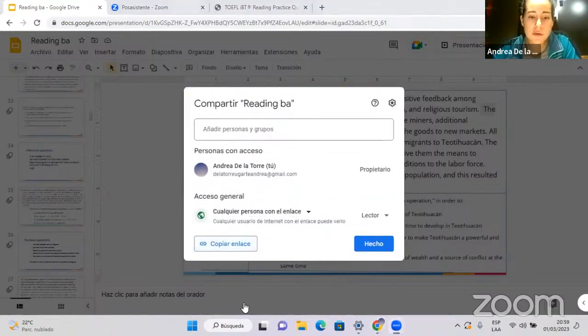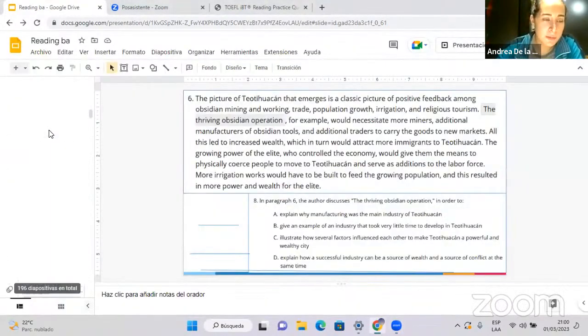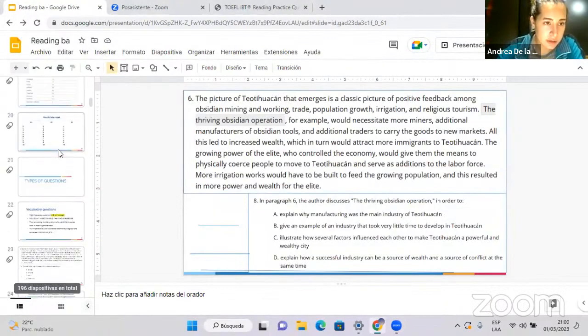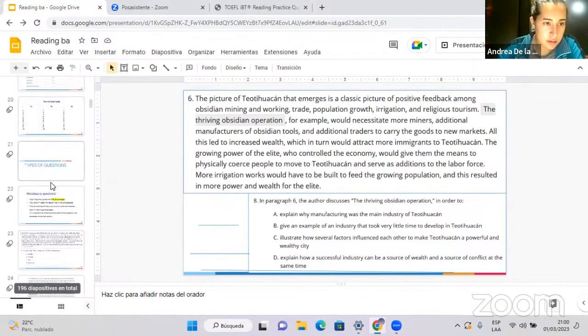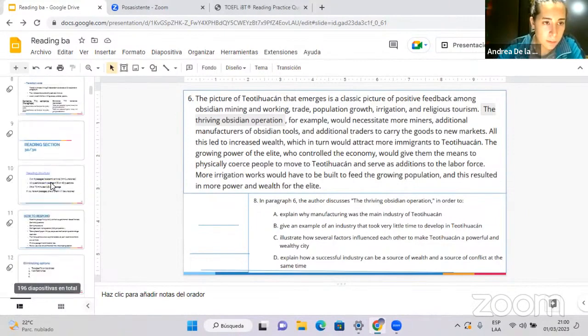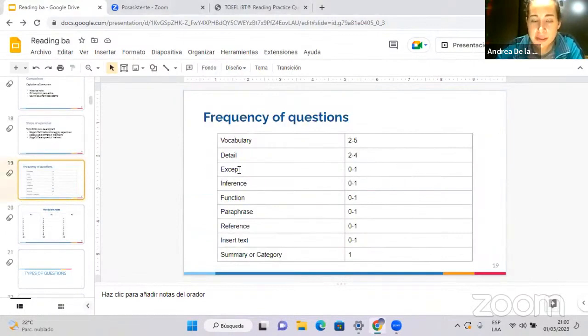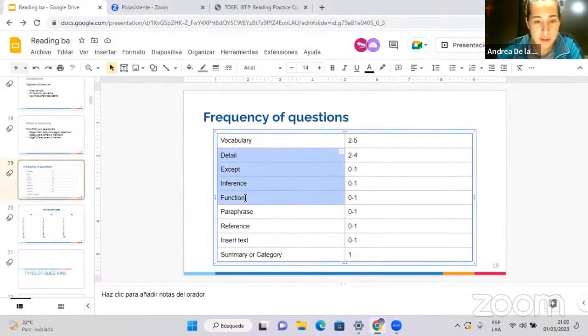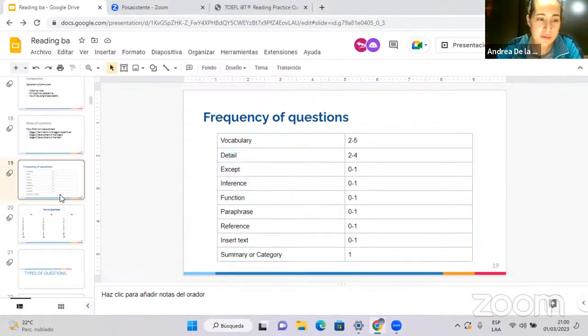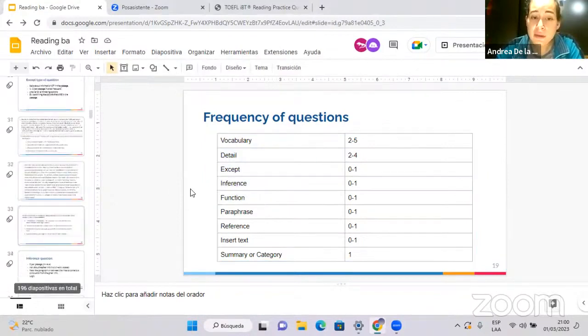Okay, guys. And tomorrow we'll continue practicing. We're just missing a few. Let's take a look at our chart. Right now, hang on. Okay, here we go. We did detail, we did accept, we did inference, we did function, right? So that means we're missing vocabulary, paraphrase, reference, insert text, and summary or category. So we did maybe half of the 10. I think we can finish tomorrow, and if not, we have Friday as well.